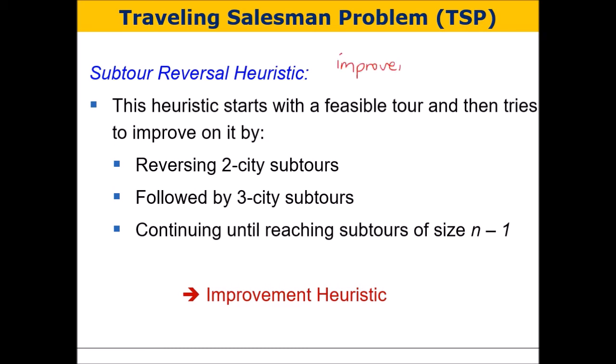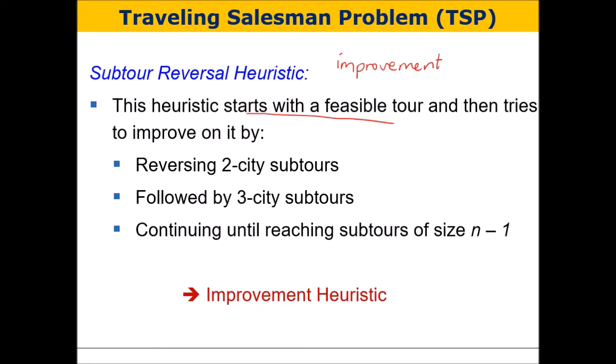So you start from an initial feasible tour. We start from a feasible tour, and in this heuristic we try to improve this initial solution by making changes in the solution. And how are these changes made? As I said, you may define different types of improvement heuristics. You may modify the initial solution in different ways. In reversal heuristic, we modify it in this way.